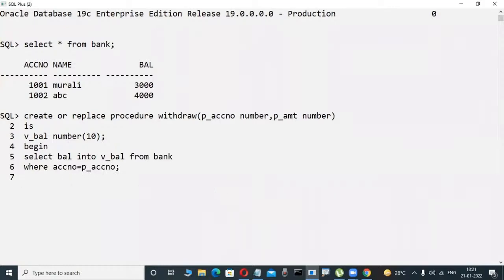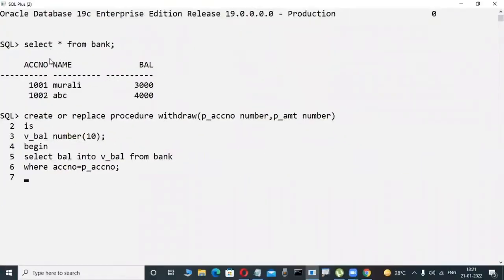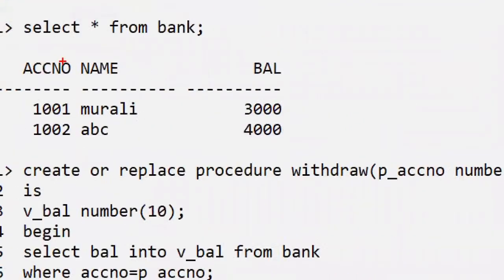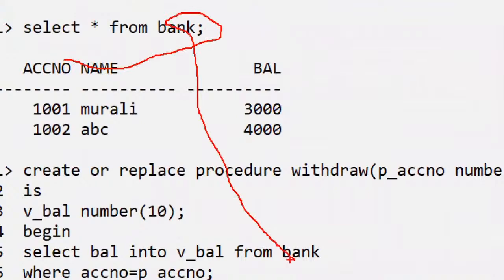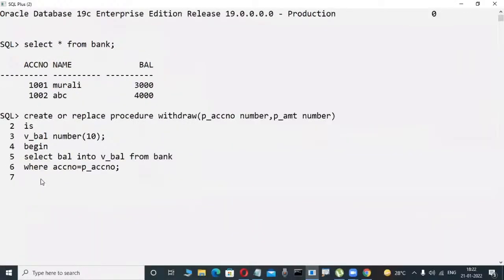Suppose bank is a table. This is a table format only, where your transactions are stored. This table I'm using in this PLSQL code. Here I'm checking the balance only through the account number. Whenever I insert an ATM card, I try to withdraw 9,000, as in the previous case. That is the amount only.